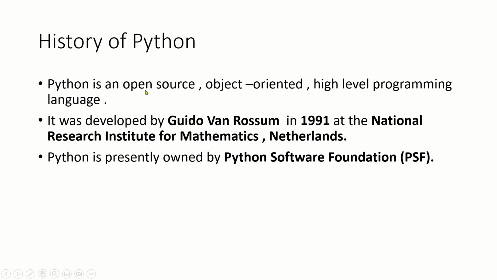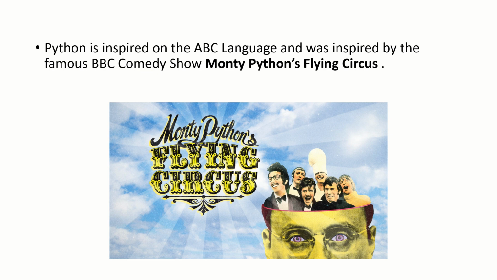So Python is an open source, object oriented and high level programming language. It was developed by Guido van Rossum in 1991 at the National Research Institute for Mathematics, Netherlands. Now, Python is presently owned by the Python Software Foundation, known as PSF. Basically, Python is based on the ABC language. It was inspired by the ABC language.